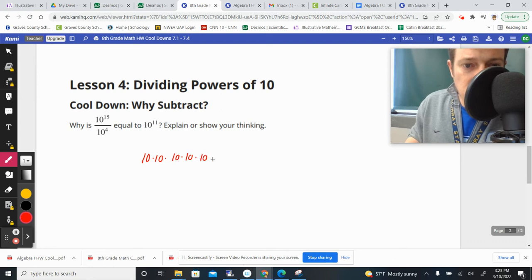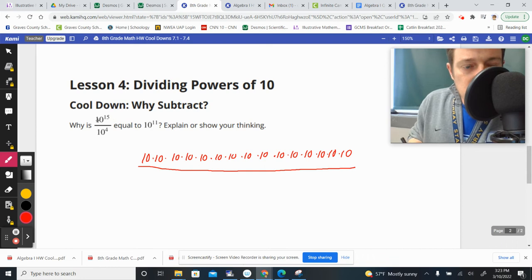1, 2, 3, 4, 5, 6, 7, 8, 9, 10, 11, 12, 13, 14, 15 tens in the numerator of this division problem. 10 multiplied by itself 15 times. And we're dividing that by 10 multiplied by itself 4 times, as you can see by this expression. So this is the expanded version of it. I am definitely showing my thinking instead of explaining it.